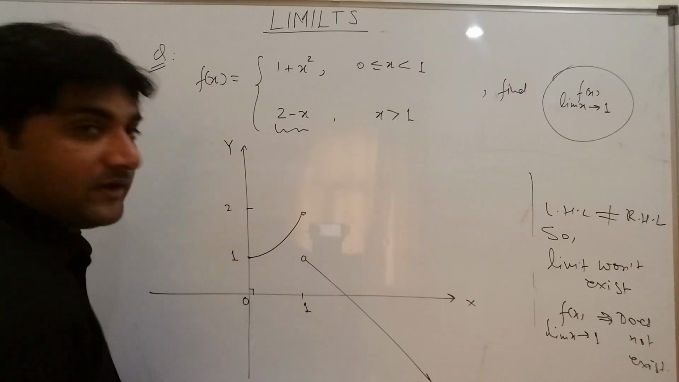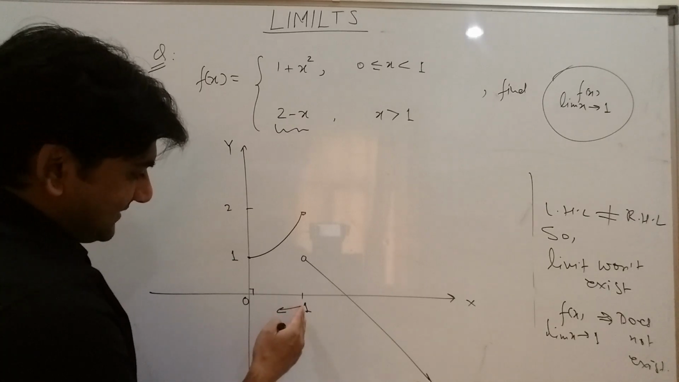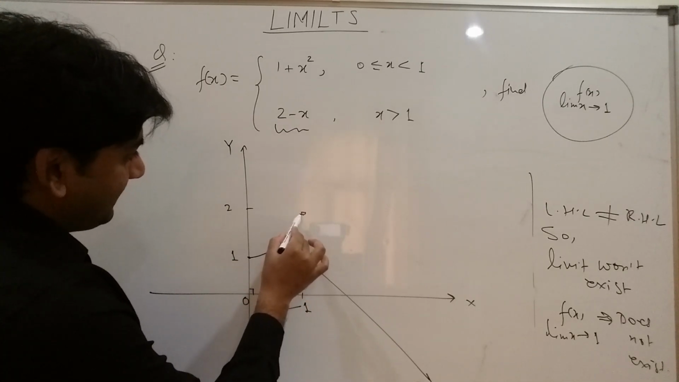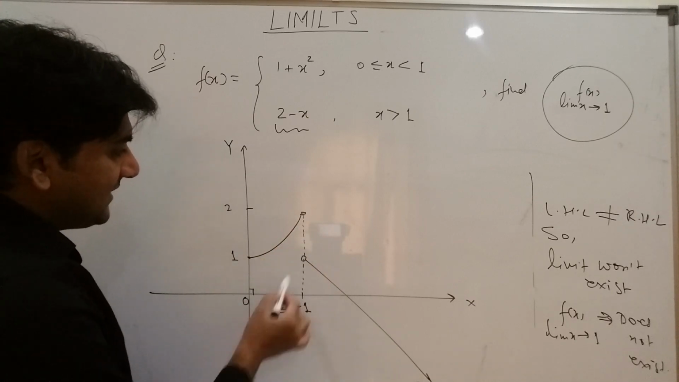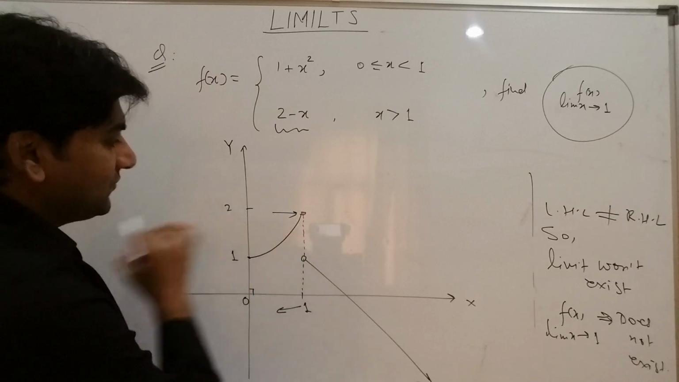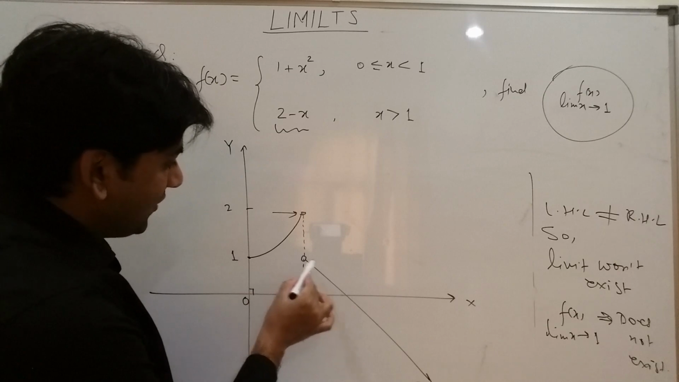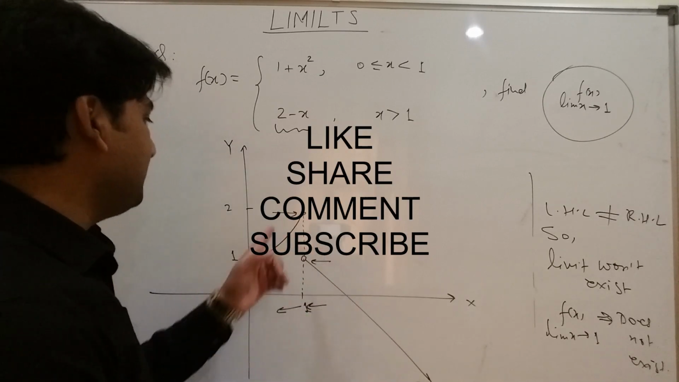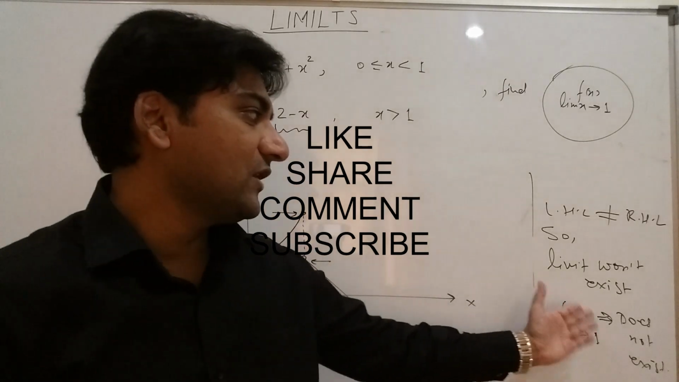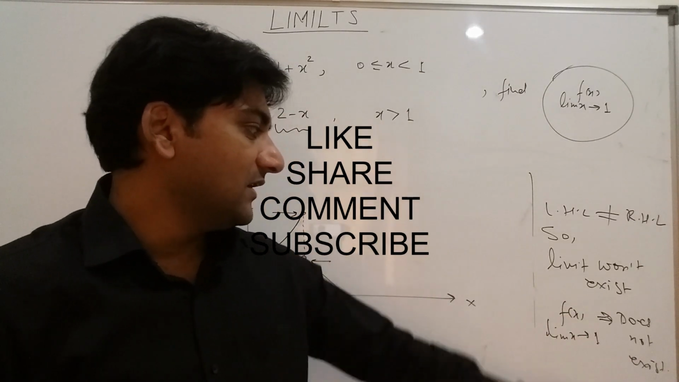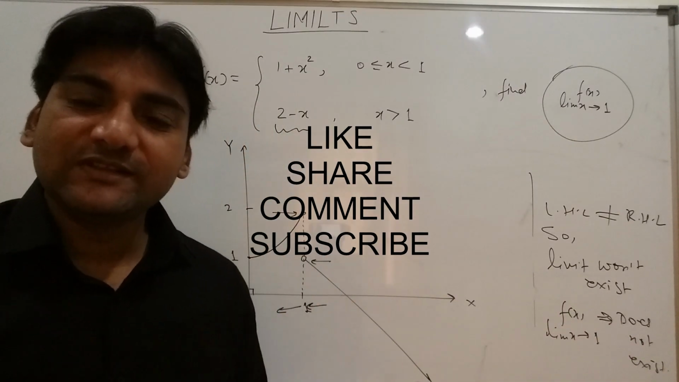Now at x equal to 1, what you are observing: for x less than 1, you have this value, which is actually 2. And when x is just greater than 1, you got this value, 1. So again, the left hand limit is 2, the right hand limit is 1. So again, the left hand and right hand limits are not equal, so the limit of f(x) as x tends to 1 does not exist. So I hope you guys understood this concept.